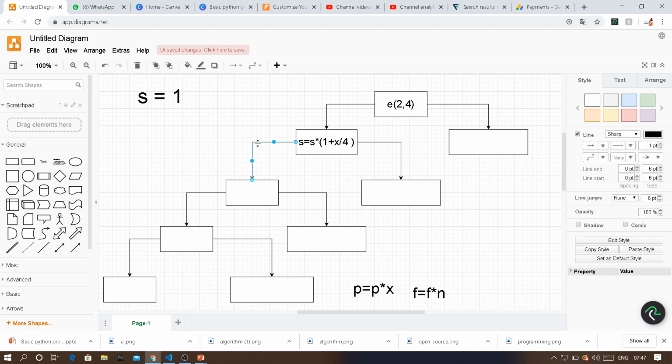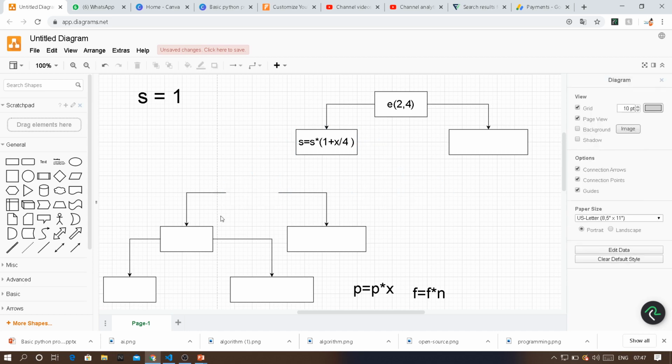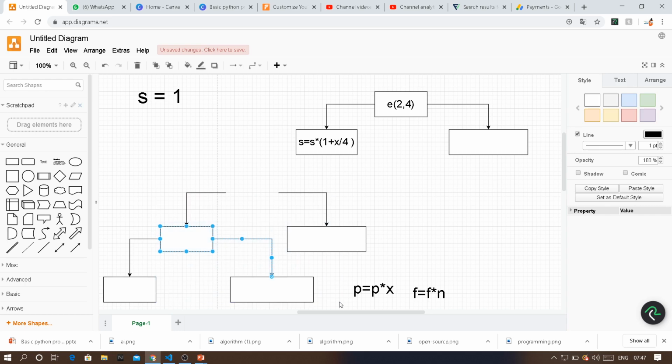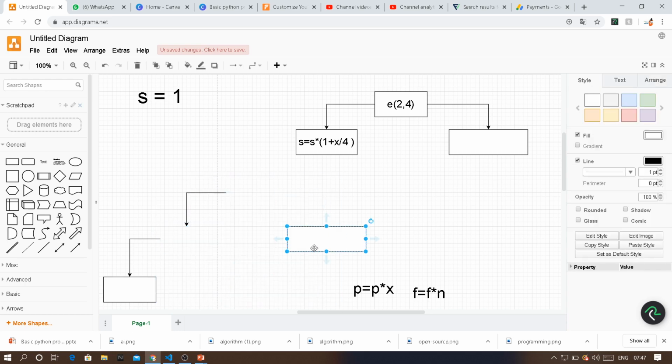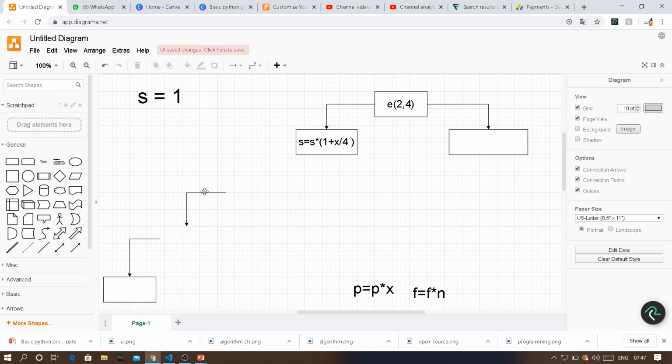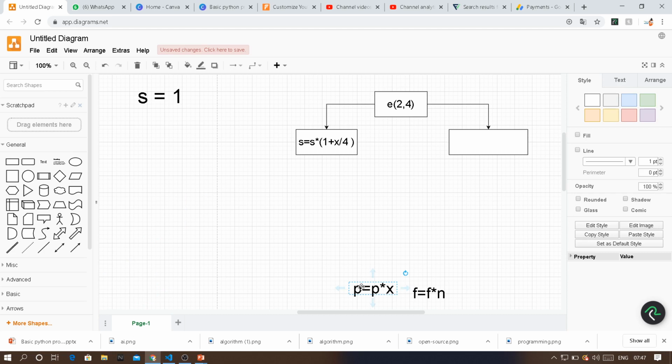Okay, so now all these links do not actually belong to s equal to s, because it is not a recursion call that has branches. So I'll just get rid of all these things, including these.